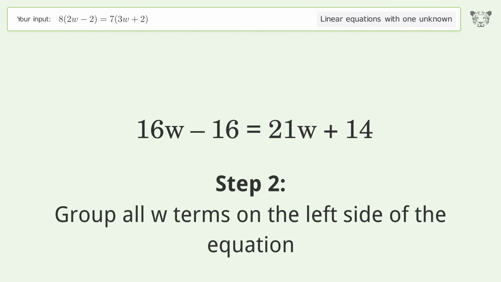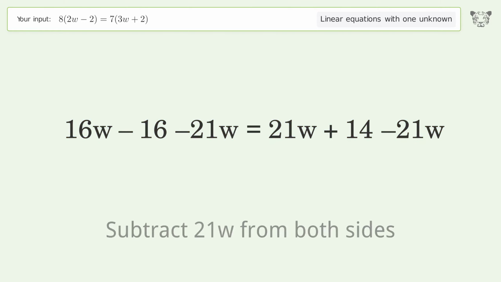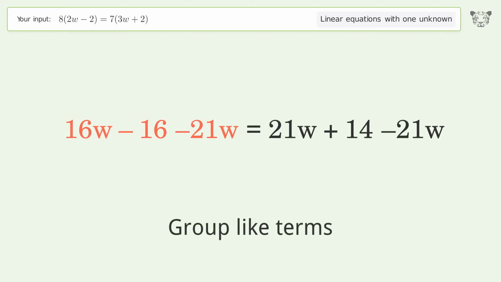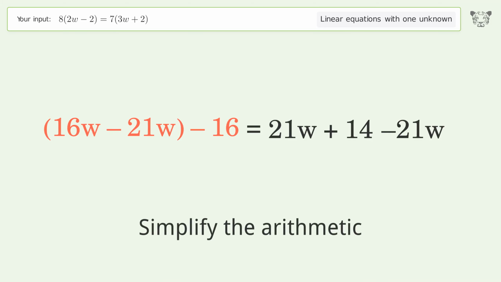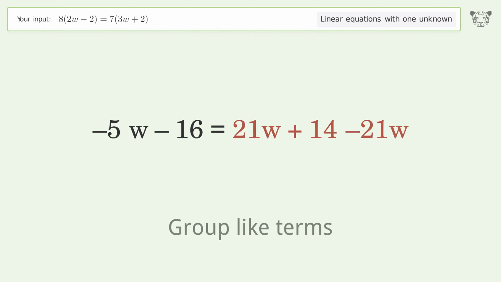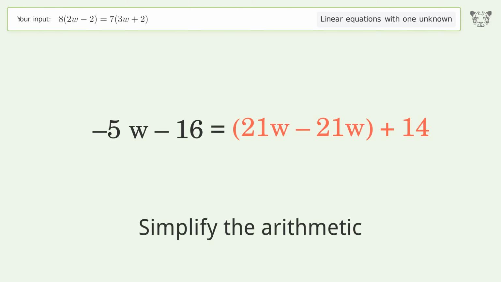Group all w terms on the left side of the equation. Subtract 21w from both sides. Group like terms. Simplify the arithmetic. Group like terms. Simplify the arithmetic.